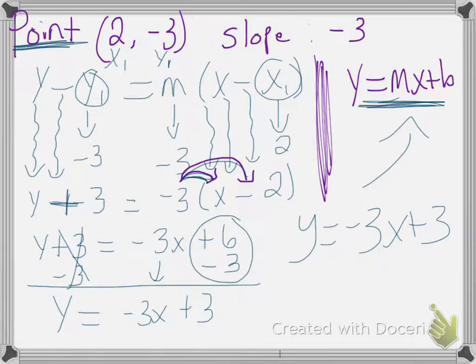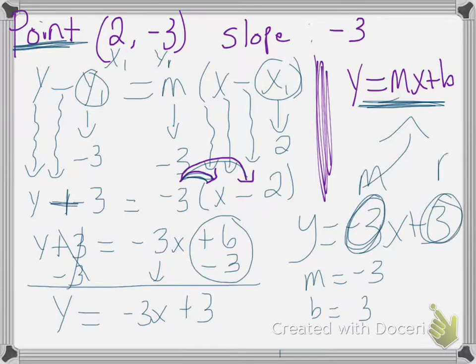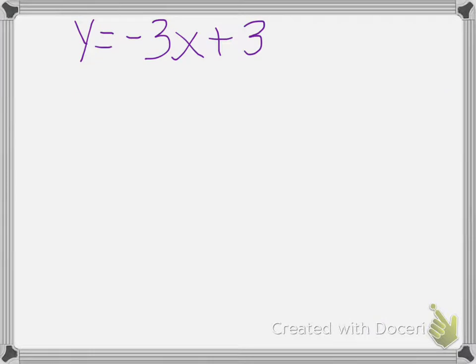You know that your slope is negative 3, and your y-intercept is 3. This is M, and this is B. Now, of course, we have to make it to standard form. We'll do that next. Okay, so let's fix this.